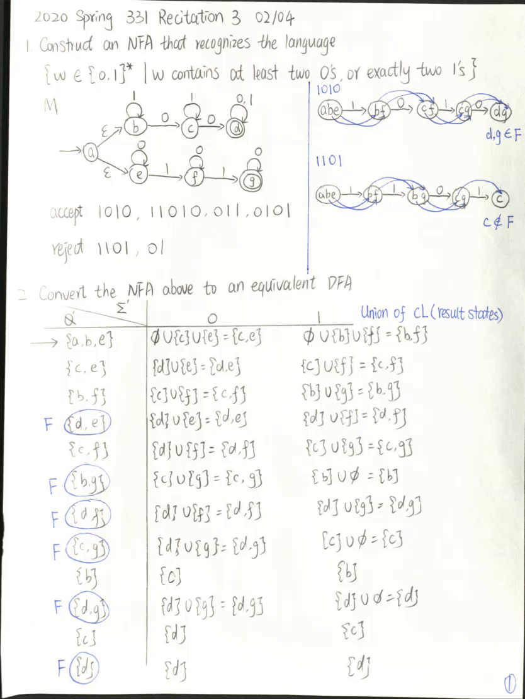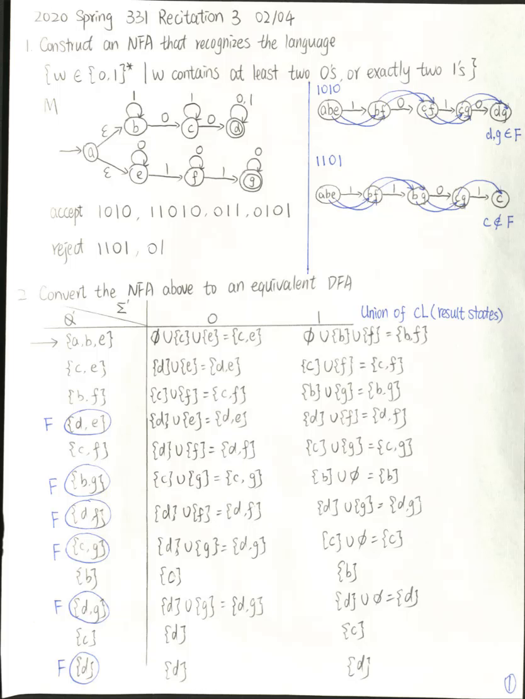Now I should draw the diagram according to this transition table. But before we draw the diagram, you need to specify the start state and the final states. The start state is easy. That's the first state, ABE. And the final states, remember each state in this DFA is a set of states, right? So in that set, if you can find a final state in this NFA, then that set should be a final state for this DFA.